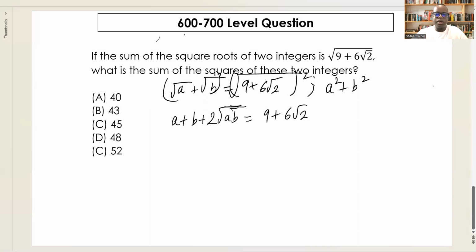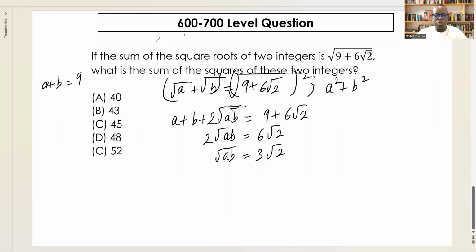From this expression, we can see that we have a root on one side and we also have a root on the other side. Then we have a whole number. Since we've been told that there are two integers, we can logically deduce that a plus b is equal to 9. So we can write this somewhere: a plus b is equal to 9. And then 2 root ab is equal to 6 root 2. So root ab is equal to 3 root 2.